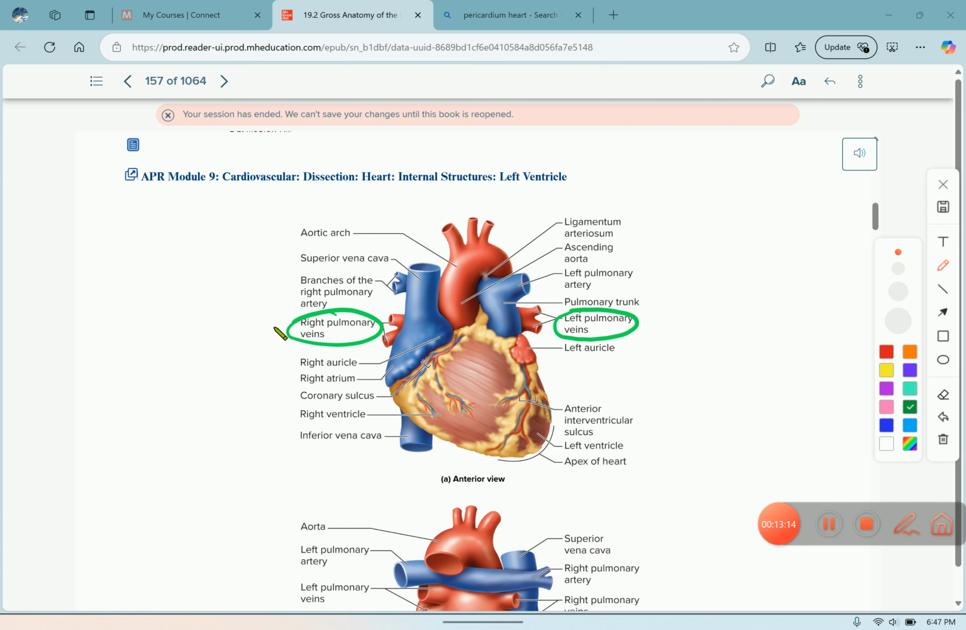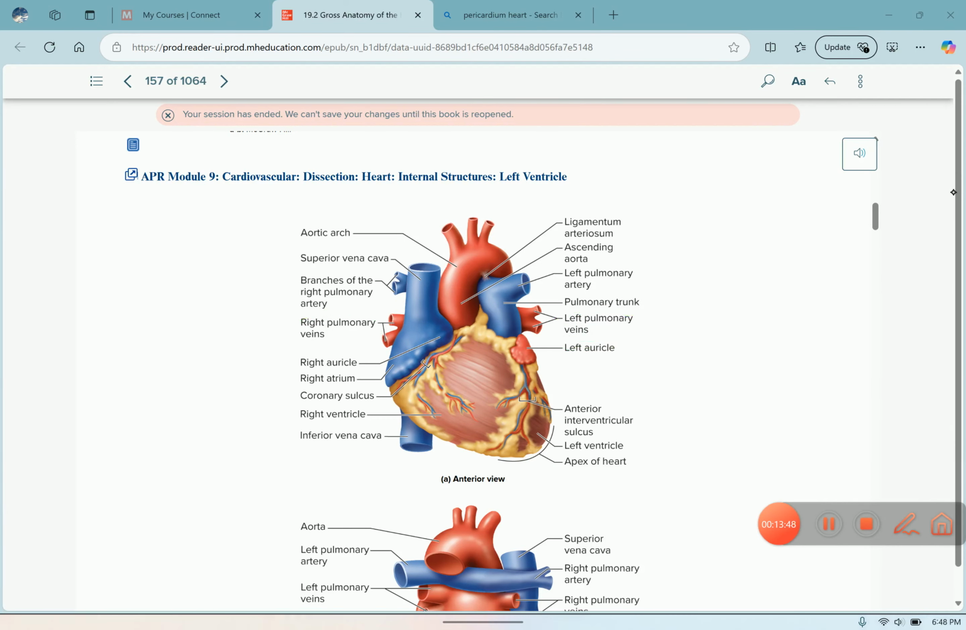Now, this is a vein. And yes, this is a unique situation where it's the only place in the body where a vein is saturated with oxygen. So that's why they have it denoted as red. Okay, so the left and right pulmonary veins are returning blood to the heart. All right, these outside parts, well, we'll get back to that in a second with the auricles.